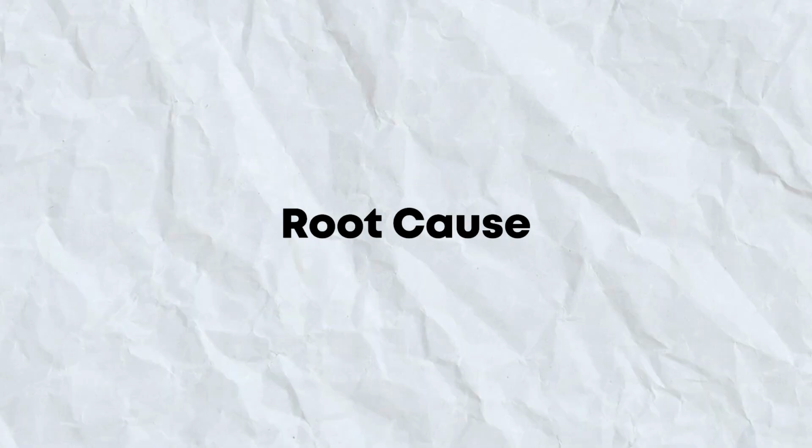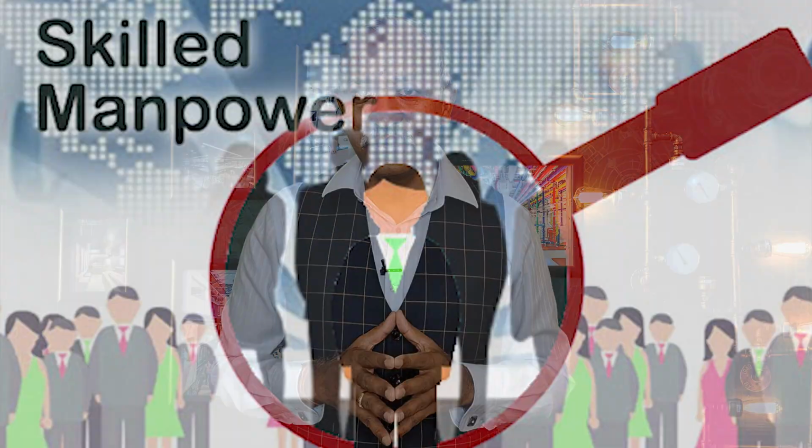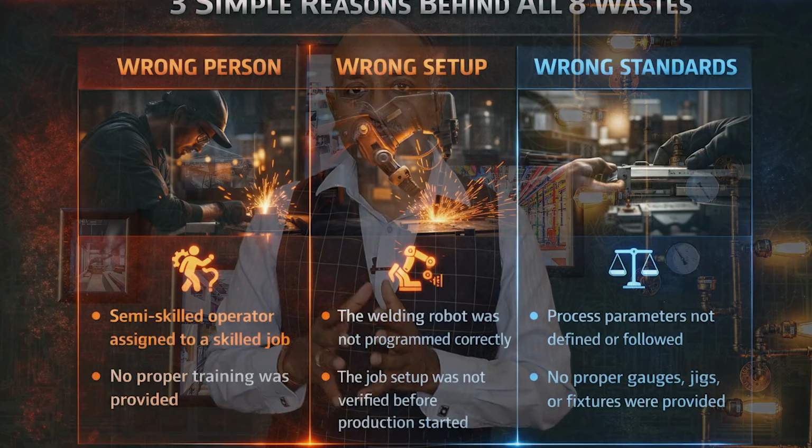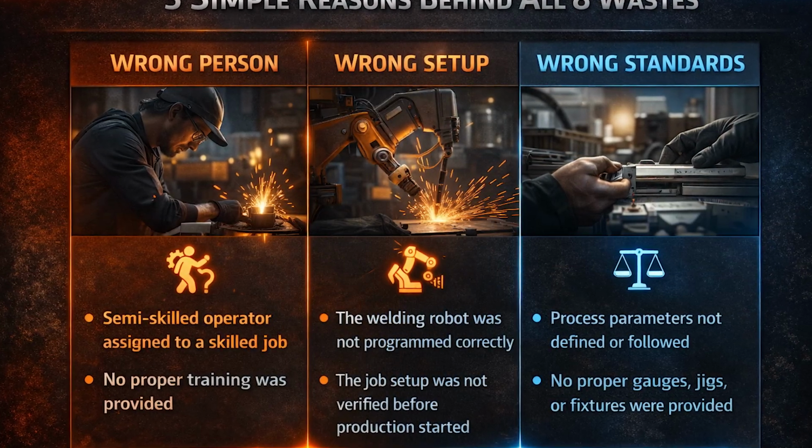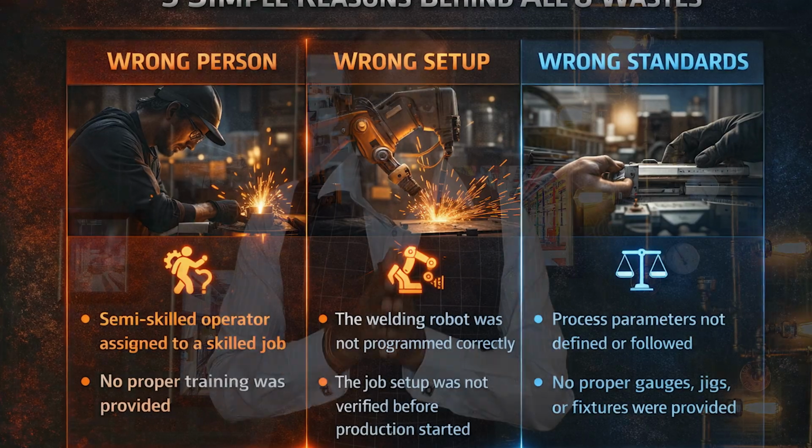Now to talk more with respect to the overall root cause, if you see, the root cause still remains the same that we discussed in the beginning. Three key root causes. The skilled manpower is not being used. Maybe the process parameters are not being effectively implemented, the job setup is not there, or third, the jigs, fixtures, and measuring instruments which need to be there are not adequately provided. And just because of these three things, there are 8 wastages which are happening.